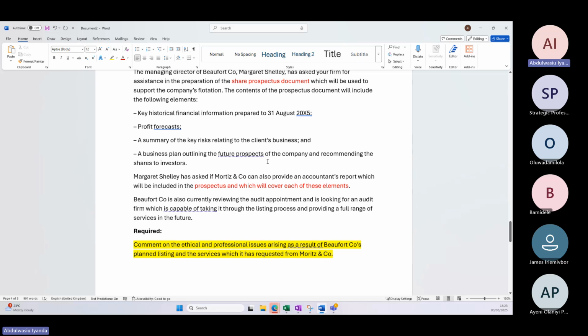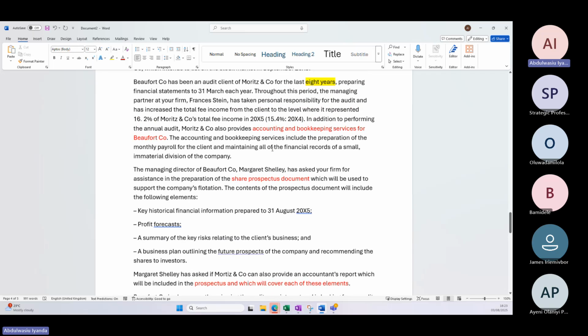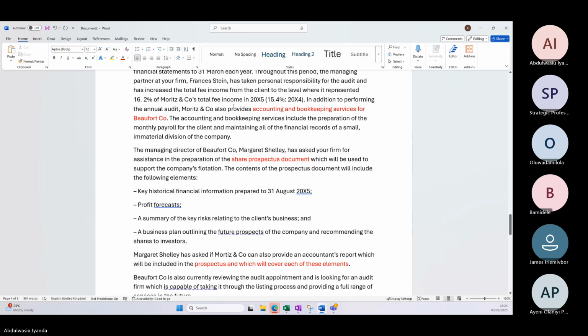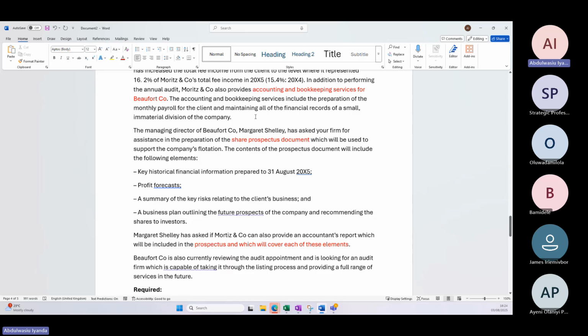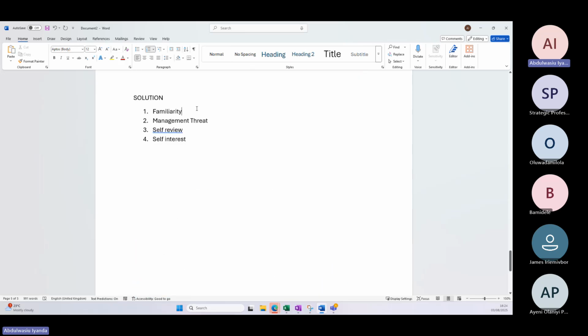Management threat. Why management threat? Anybody can also please say something. I would say because management has asked the accountants to share their respective documents and also the accounting services. Okay, the bookkeeping service. That's fine. Thank you very much. Let me just write something. Familiarity, 8 years, so that I don't need to go back. Management, bookkeeping service, right?